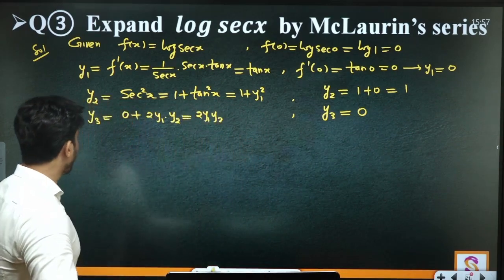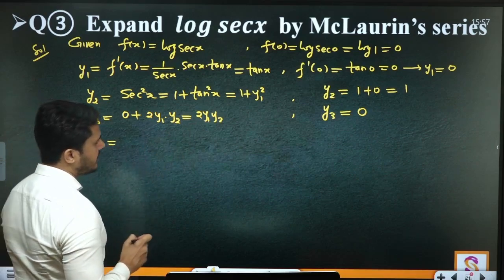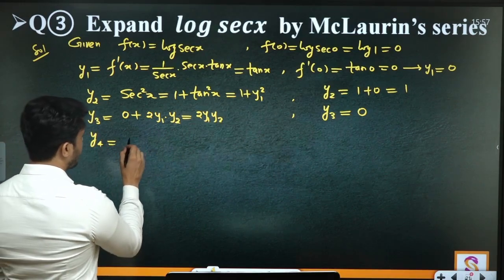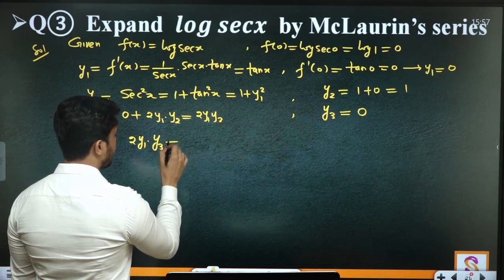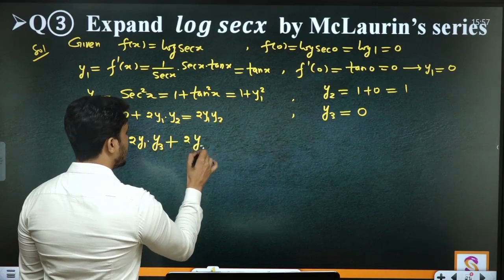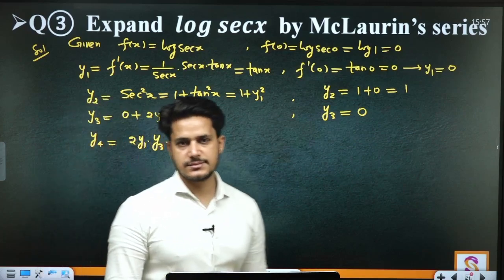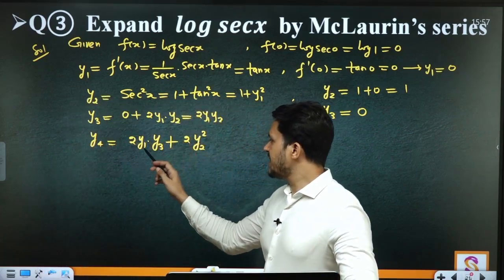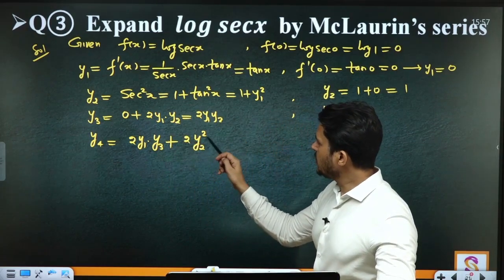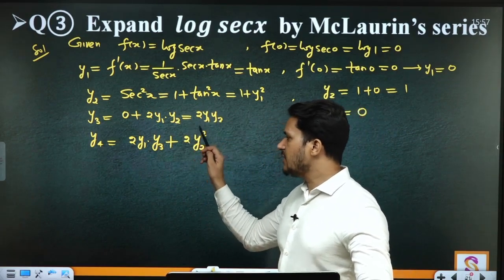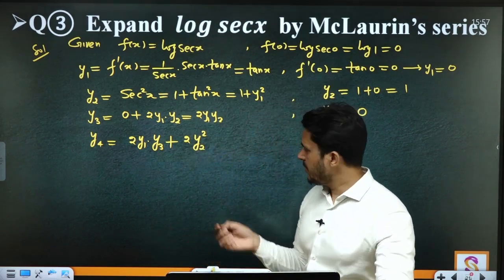That's why the output will be 0. y4, now apply the product rule here: 2y1 as it is, derivative of y2 is y3, plus 2y2 square. How did this happen? 2y1 as it is, derivative of y2 is y3, and 2y2 as it is, derivative of y1 will be y2, and y2 into y2 will be y2 square.